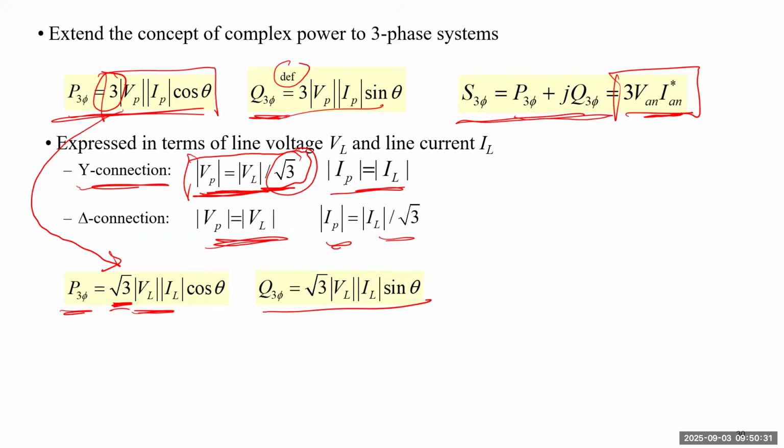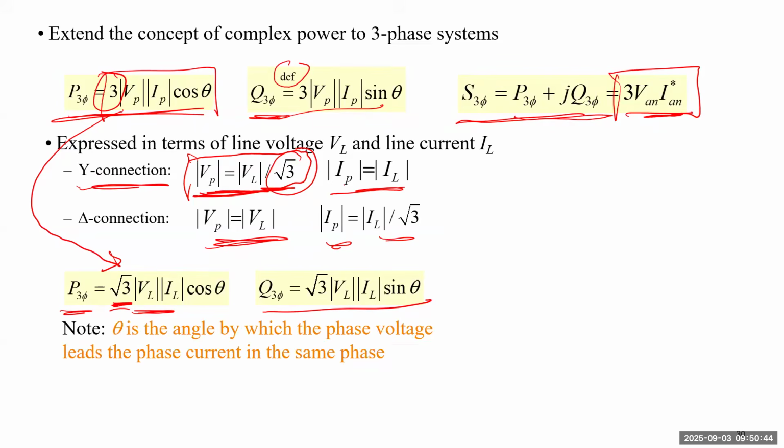Similarly, if you use line-to-line voltage and current, the product multiplied by sine theta, then multiplied by 1.73, will give you reactive power in 3 phases. Theta here is the power factor angle, which is the angle by which the voltage is leading current in the same phase.